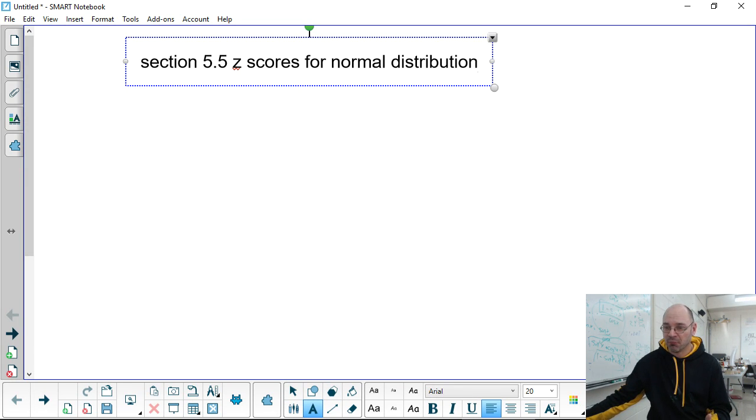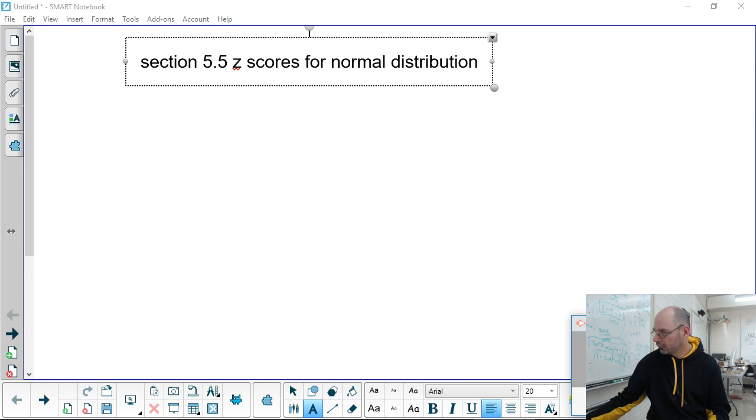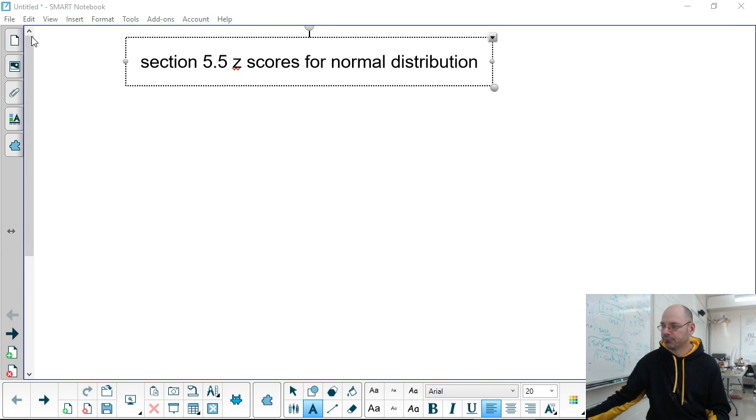Okay, so the formula for Z-score is quite simple. Let me just bring up my preview here so I know how long I'm going. Okay, I just want to move this over. There we go. All right, so let's start with the Z-score formula, pardon me.